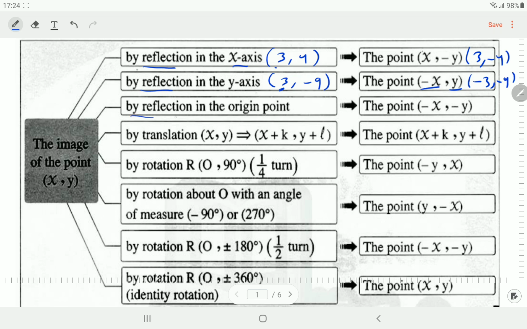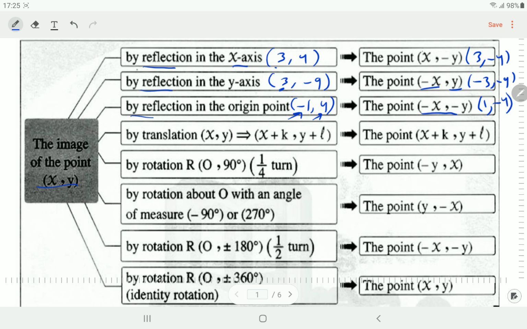Okay, what about reflection in the origin point? For the origin point, you will change both x and y. If you have a point (x, y), we change both, and it's going to be (-x, -y). Like (-1, 4): you will change x, it's going to be positive 1, and change y, it's going to be -4. Okay, don't forget that.